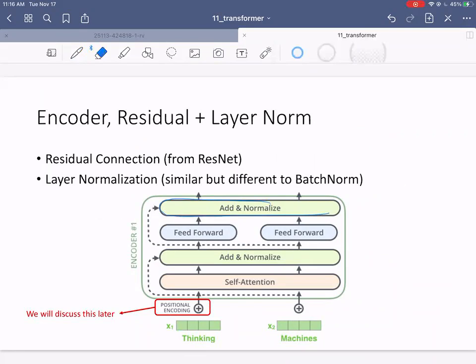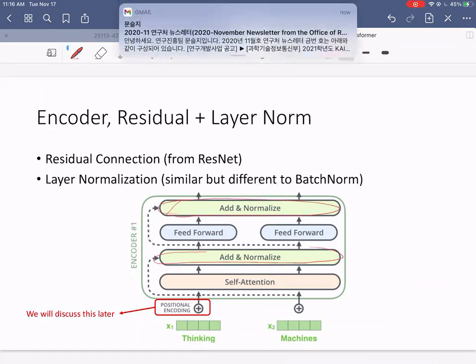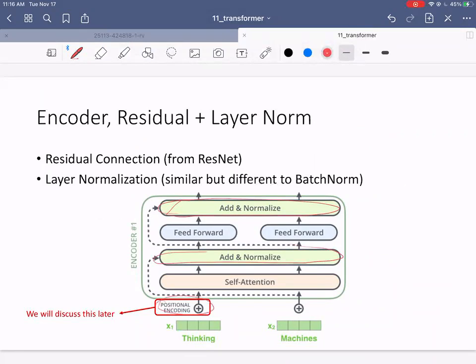Let me use a red pen. So there's add and normalize, and there's positional encoding. Positional encoding, we'll talk about later today. But first of all, we need to take a look at the add and normalize blocks. So self-attention block and the feed-forward block we already know. Oh, I forgot to mention: the feed-forward block is usually basically an MLP, multi-layer perceptron, with 1 or 2 hidden layers with ReLU activations, usually. And maybe you want to put a little dropout here and there as well, but the details are not that important.